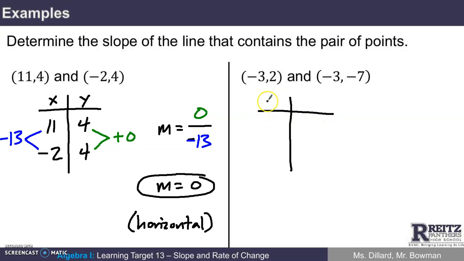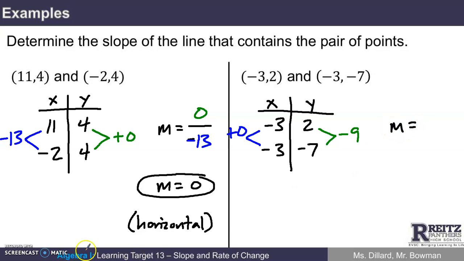Let's do one more example. Let's find the slope between -3, 2 and -3, -7. So this time, what can I do to get from -3 to -3? I could add 0. To get from 2 to -7, I need to subtract 9. So the slope here is -9 divided by 0.